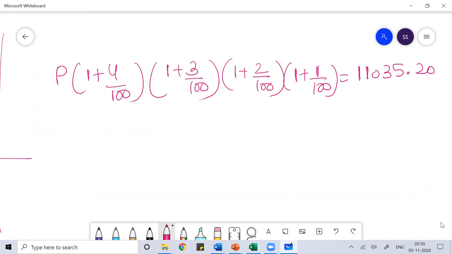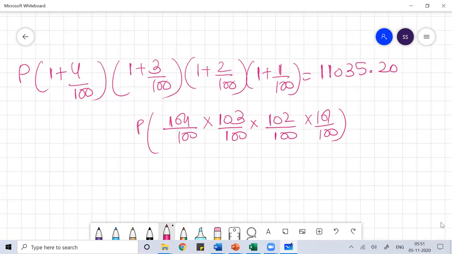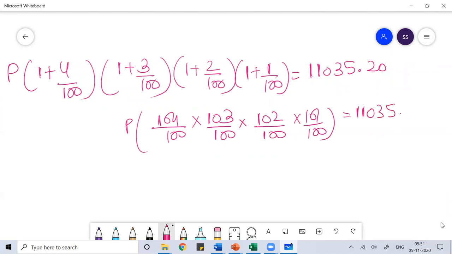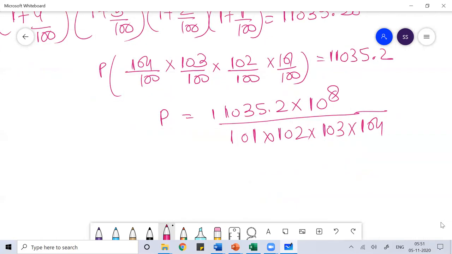You can use a calculator and the calculator will help you to get the answer. So you can write this as 104 by 100 into 103 by 100 into 102 by 100 into 101 by 100, which is equal to 11,035.2. If I count the zeros, 2, 4, 6, 8, that is 10 to the power 8, divided by 101 into 102 into 103 into 104. So you can use a calculator and find the value for this.